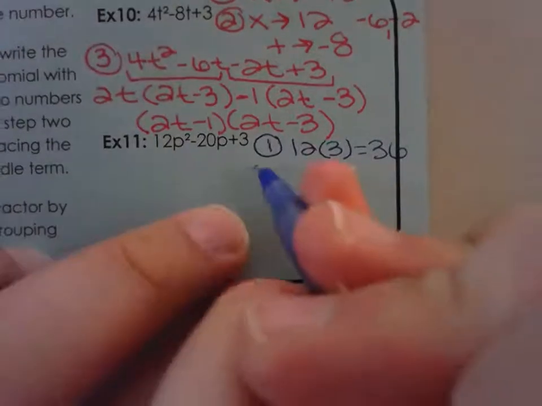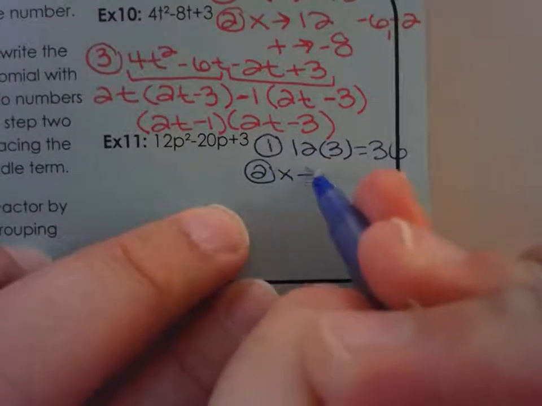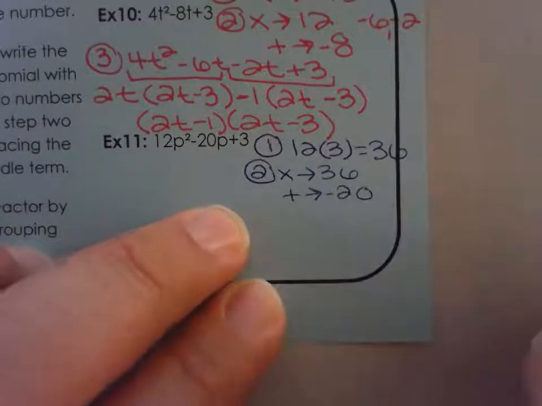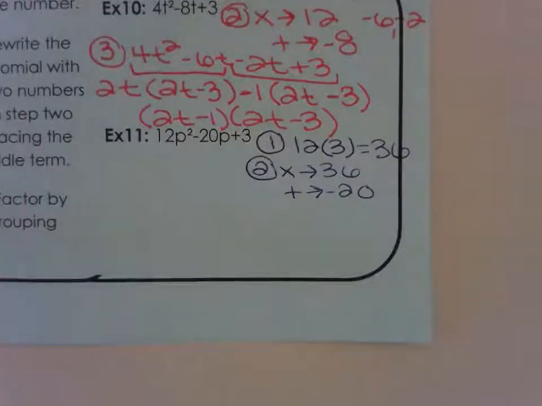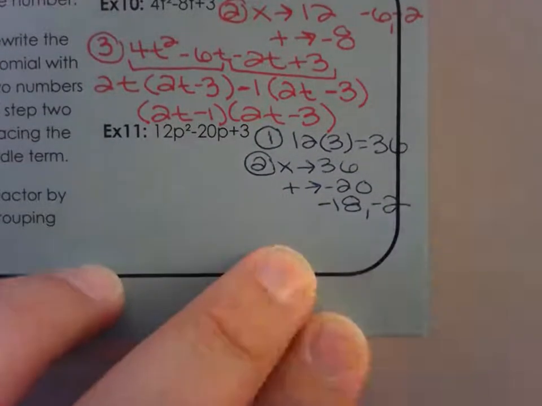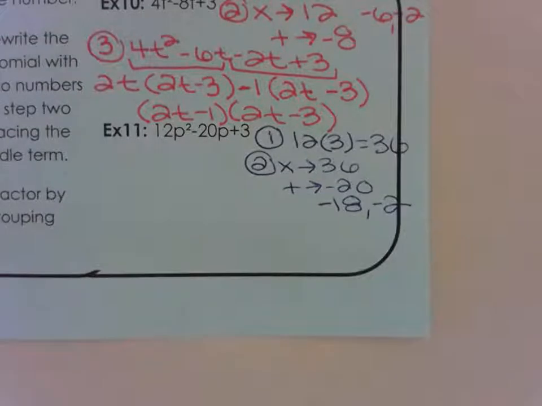Second step, two numbers that multiply to give me 36 and add to give you negative 20. What else multiplies to give you 36? 18 and 2. Negative 18 and negative 2. Those two numbers multiply to get a positive 36, but they add to give me negative 20.